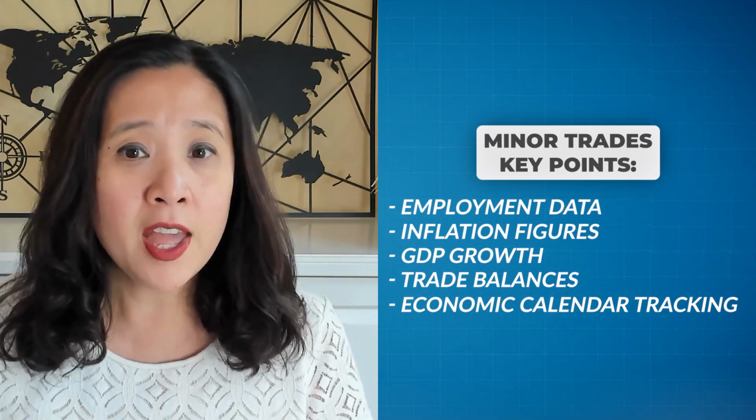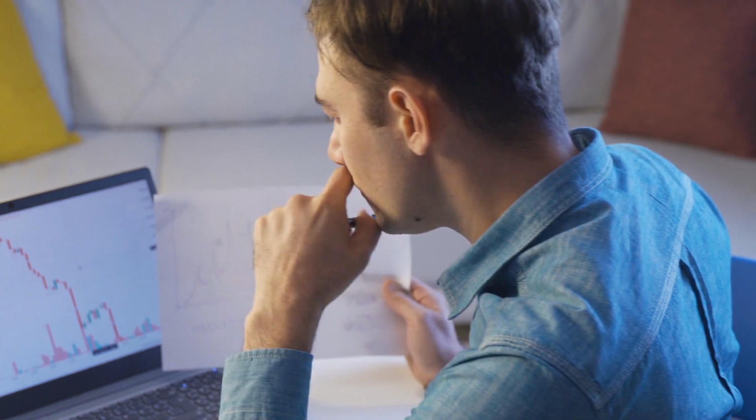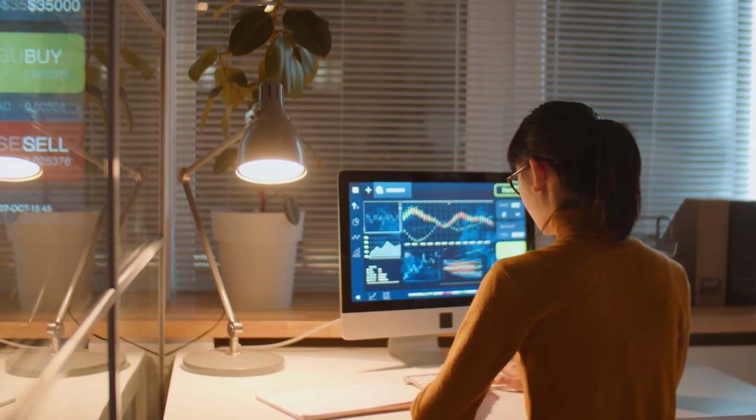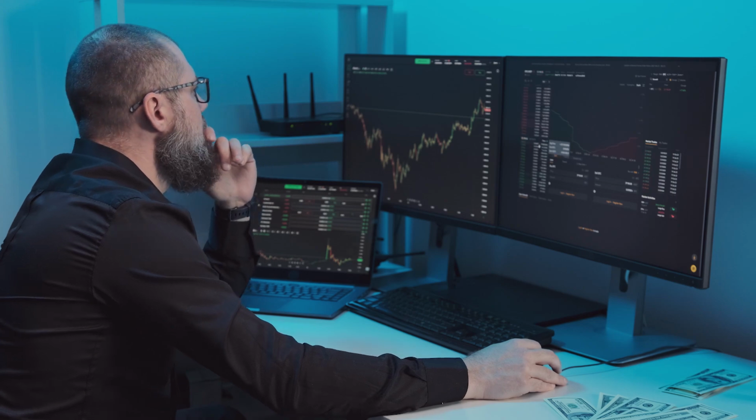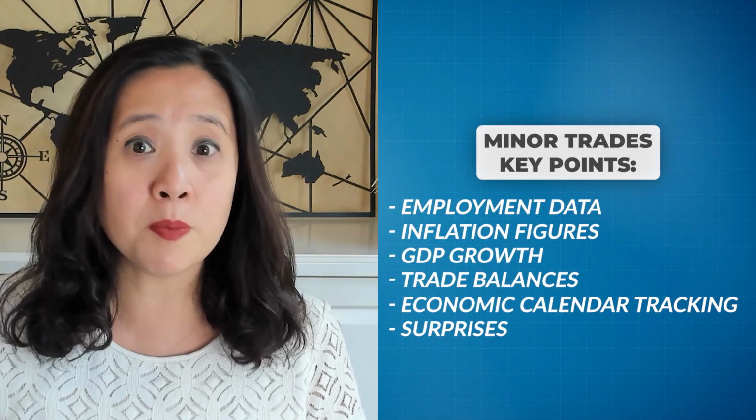To trade microdata effectively, it is important to track the economic calendar, and there's some really great ones out there. It's your cheat sheet for upcoming reports. They even label the high events, the low events, the medium risk events. Pay attention to those expectations. It's not just about the data itself, it's how the data compares to market expectations. Surprises drive the biggest moves.